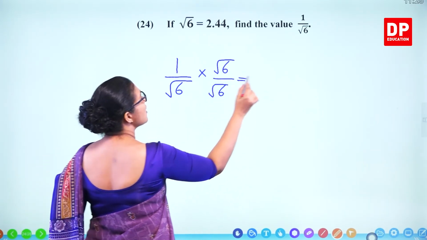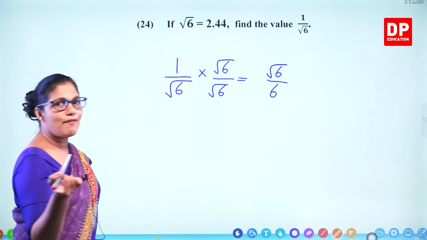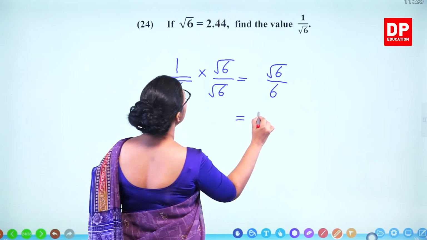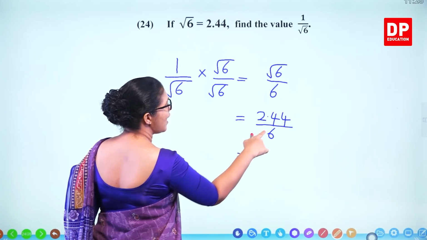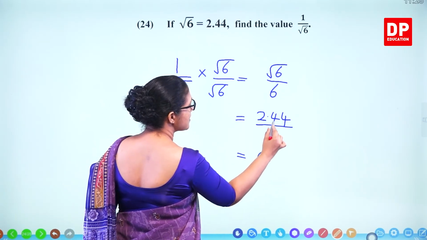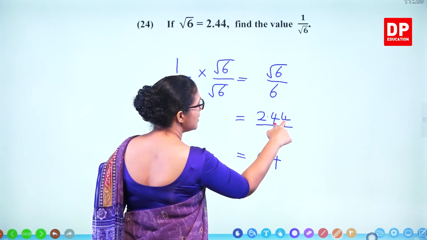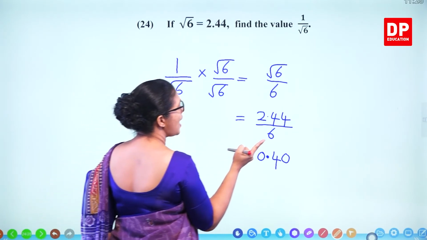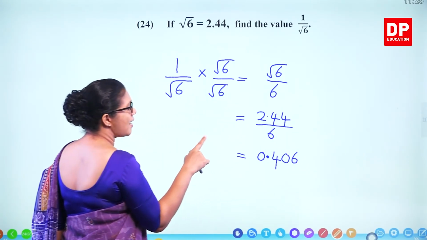Then what happens? You get a whole number there. You can divide by a whole number. So root 6 we know is 2.44, divided by 6. Now you can do that. So 6 times 4, 24. And for 4, nothing. For 40, 6 times 6, 36 and 40.